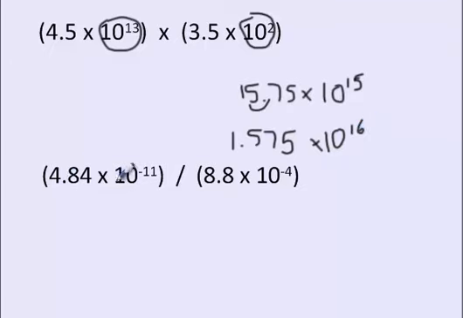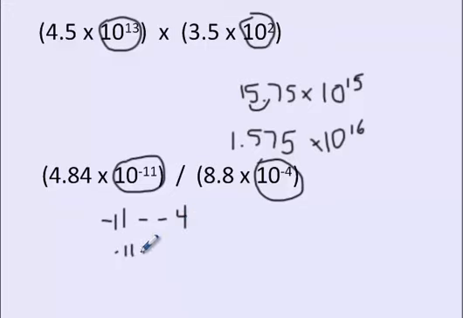So now let's do it with dividing. We have 4.84 times 10 to the negative 11th divided by 8.8 times 10 to the negative 4th. So let's do our powers first. So we have 10 to the negative 11th divided by 10 to the negative 4th. So we have negative 11. And when we do divided, we subtract, right? So minus negative 4. So whenever you have a minus and a negative, it'd be negative 11 plus 4. This is one of those positives versus negatives. Which one wins? The negatives win, right? By 7. So our answer would be negative 7. So our 10 power would be 10 to the negative 7.